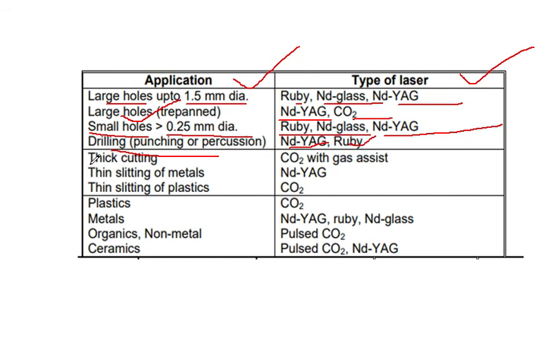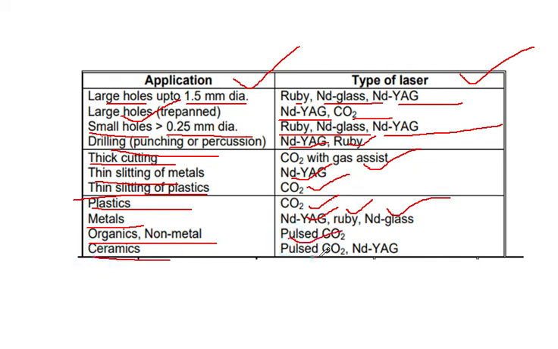If thick cutting is required, then CO2 with gas assist. If thin slitting of metal is required, then Nd YAG. If thin slitting of plastic is required, then CO2. If you go with plastic material, then go for CO2. If you want to go for metal, then you go for Nd YAG, Ruby and Nd glass. If you go for organic and non-metal, then go for pulsed CO2. If you want to go with ceramic, then you go for pulsed CO2 and Nd YAG. So this is very important, the application and the type of laser that you are preferring.